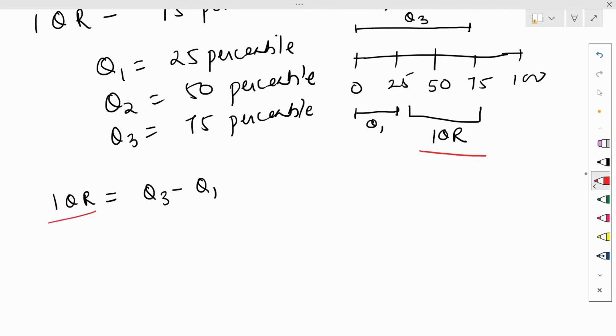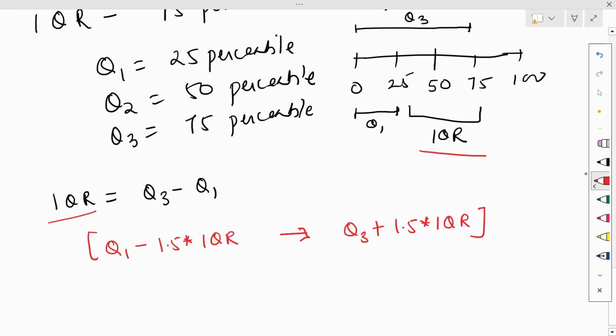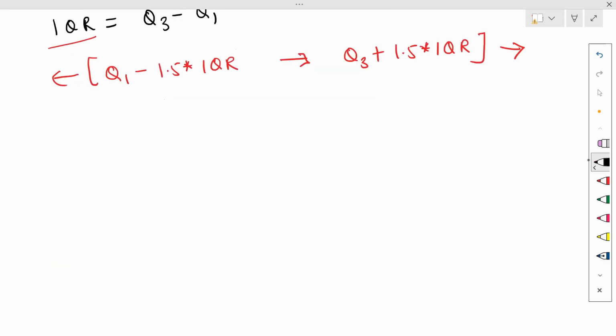Using IQR, we can also detect the outliers in the dataset. For that, we only allow values from Q1 minus 1.5 times IQR to Q3 plus 1.5 times IQR. So anything beyond this will be considered as an outlier. These are the major statistical methods to analyze the dispersion in the data.